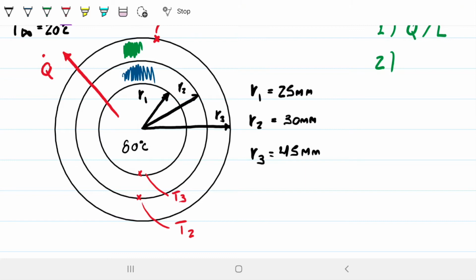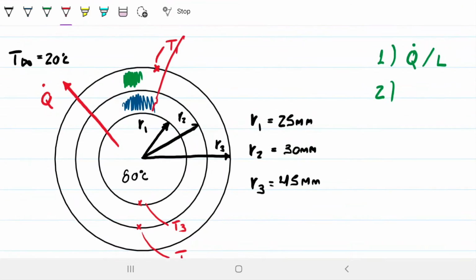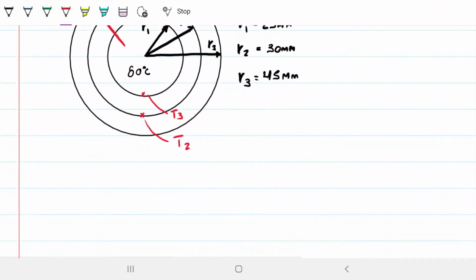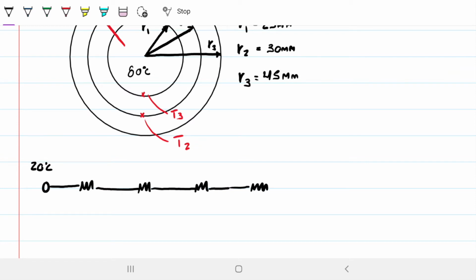So just to be consistent, we're going from outside inwards, and that's going to be from T1 to T3. All right. If I were to draw an equivalent electric circuit, I would have on one end the 20 Celsius from my T infinity, and then the resistance between air and asbestos, a resistance due to the asbestos itself, a resistance due to the steel pipe, and then a resistance between the water and the steel pipe, right?